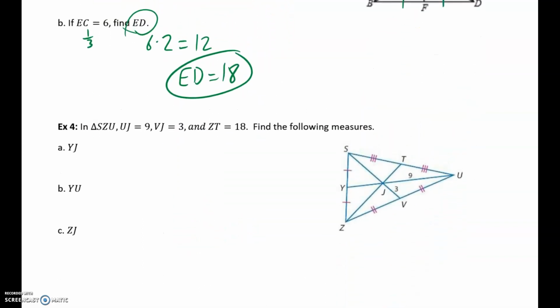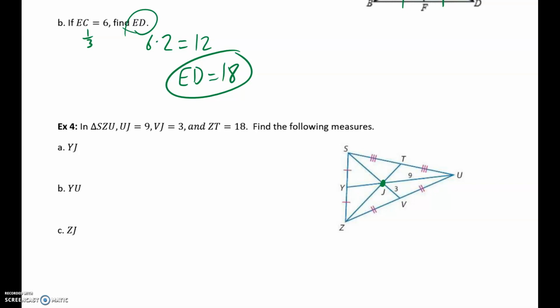All right, last one, and again, I want you to try this one on your own, all right? And then I will write the answers, and we'll see if we get the same thing, okay? So in triangle SZU, you'll notice all of these are marked as midpoints. So that means this guy is the centroid. Those are all medians, because they all come from a vertex and go to the midpoint of the opposite side. So J is the centroid, okay?